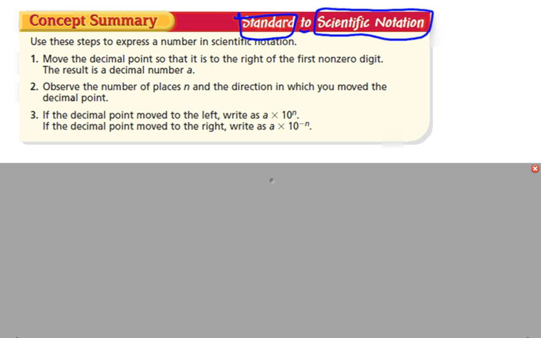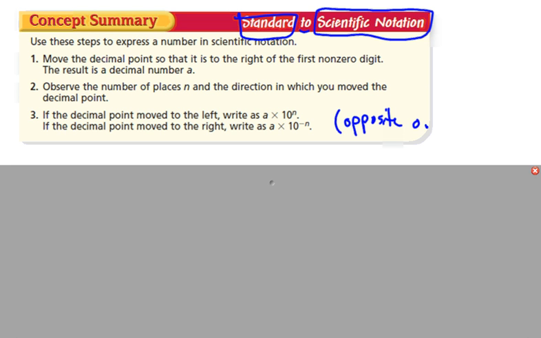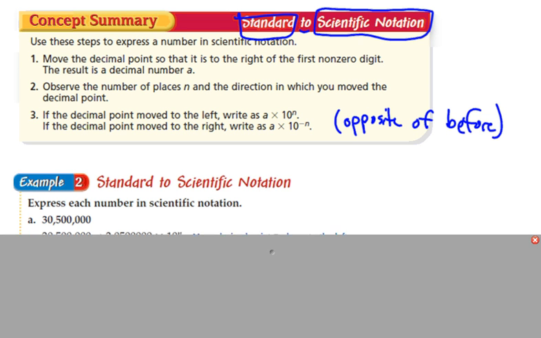Number 2 said observe the number of places and the direction in which you move the decimal places. And then finally, if the decimal place moved to the left, it's going to be a positive exponent. And if it moved to the right, it's going to be a negative exponent for the power of 10. That's backwards from what we did before because we are going the opposite. So it's the opposite of what we did before. Meaning since we're going now from standard to scientific, we do the opposite. So here is your first example.